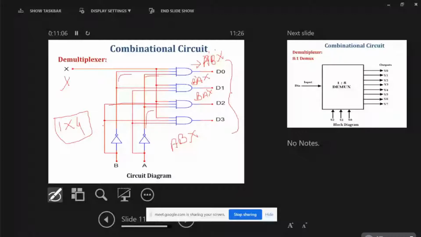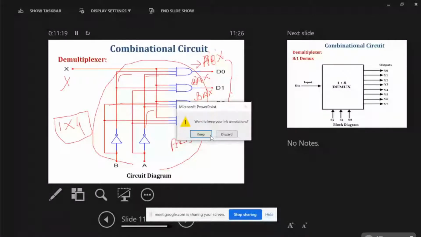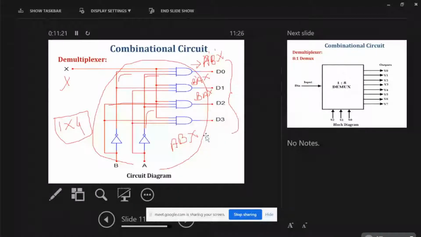Can you try to find out the truth table of a 1 to 8 demux? Can you do it?